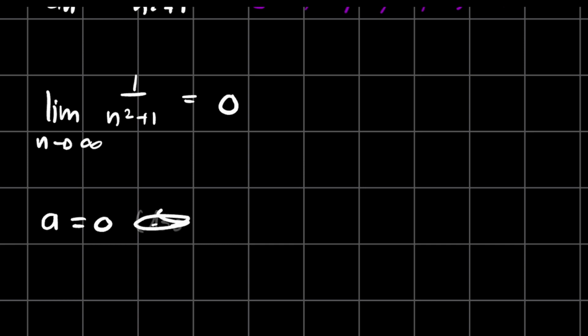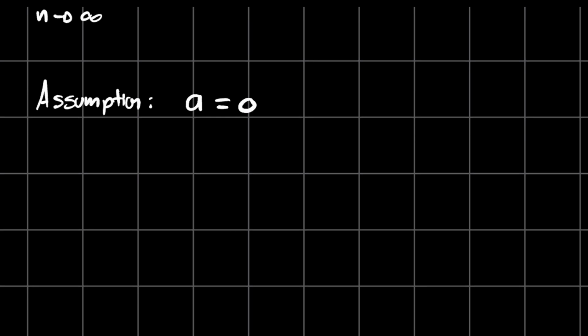Let's actually just erase this and put it here. Assumption. The assumption is that A is equal to 0. Now, what are the criteria to actually find the limit of this? Well, quite simply, we have the following definition.